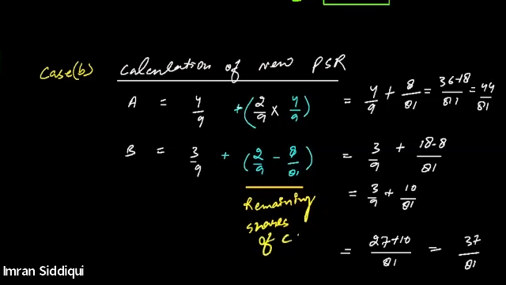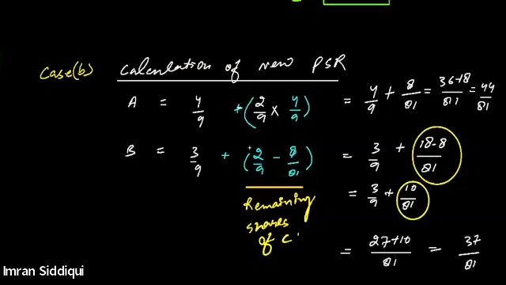Right? And the remaining share of C has to be transferred to B. So therefore, I have added the remaining share of C. So the remaining share of C will be 18 minus 8 divided by 81. That means 10 by 81 in the favor of B.